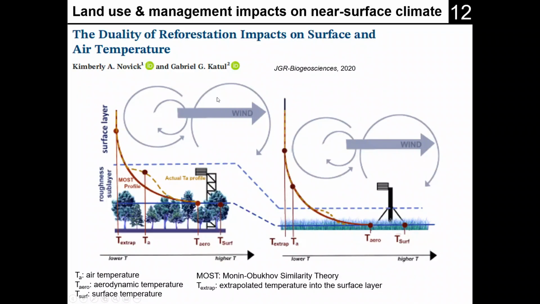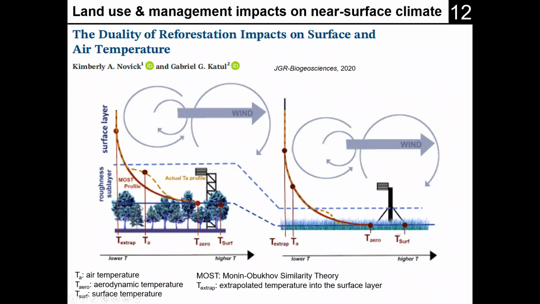Now I will talk about the last topic, which is land use and management impacts on near-surface climate. This has been the focus of many eddy covariance studies. But in a recent paper by Kim Novick and Gab Katul, they looked at how we can make sure we're getting robust results when we compare different land use strategies with eddy covariance flux towers.